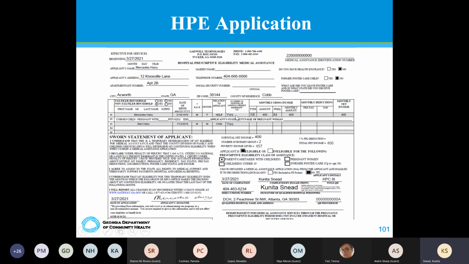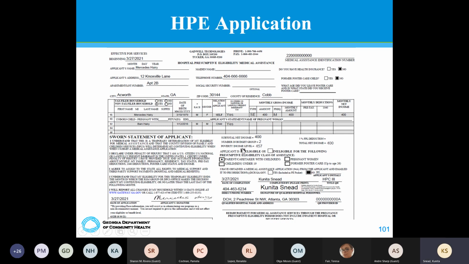The relation is child, U.S. citizen, yes, and he has no income. No, there's nobody else to put on this application, so the subtotal net is 400. The number in the budget group is 2. The income limit is 457. That's for parent caretaker. We do not have to subtract the 5% deduction, so that field can be blank. And then the total net income is still 400.